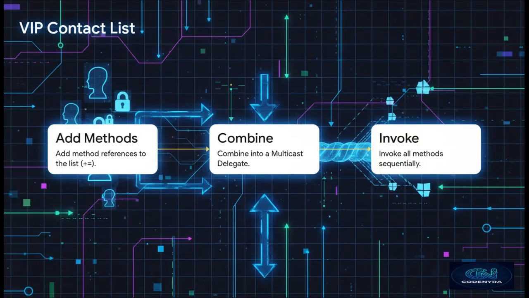And here's where the real power kicks in. Delegates don't just hold one single method. Let's think of it like a VIP contact list. A delegate can act as a multicast delegate, storing a whole bunch of method references all at once. First, you add methods to this list using the += operator. Second, C# does its magic and combines them behind the scenes. And third, when you finally invoke that delegate, it just goes right down that VIP list and calls every single method one by one. It's a super efficient way to trigger a whole chain of actions from just one command.